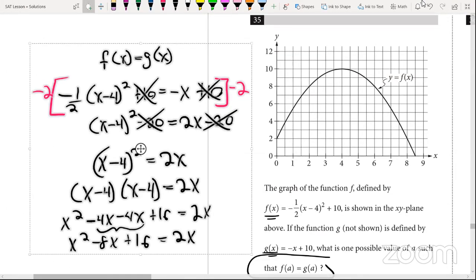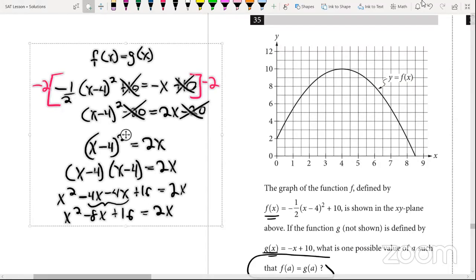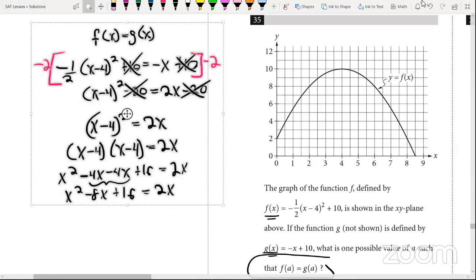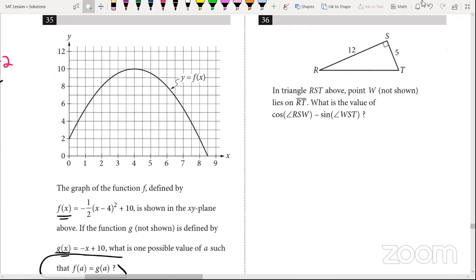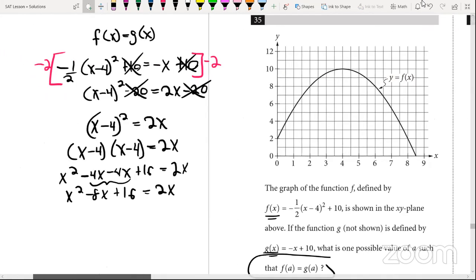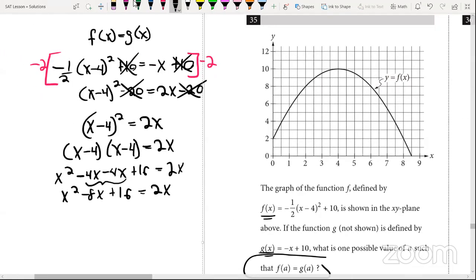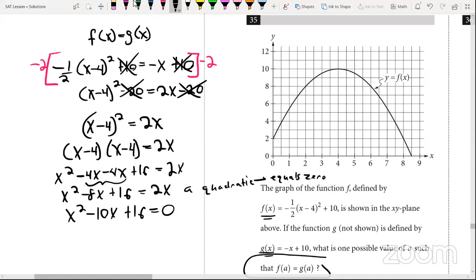So this is just a quadratic solving situation. And we say to ourselves right here, this is a quadratic. A quadratic has y to the first power and x to the second power. And the reason we do that is because a quadratic equals 0. So take away 2x from both sides. X squared minus 10x plus 16 equals 0.